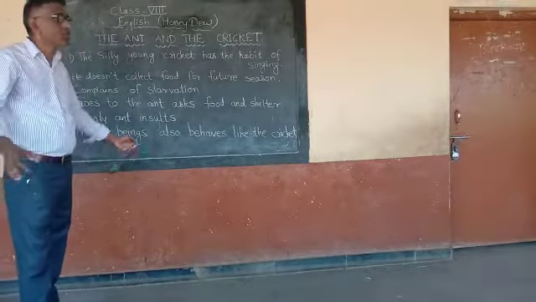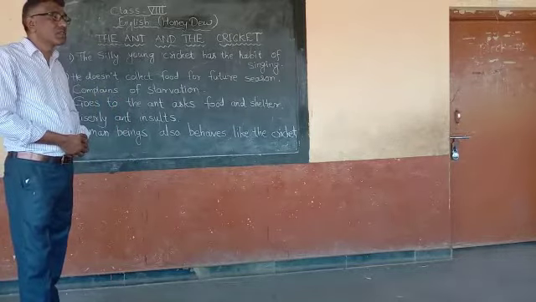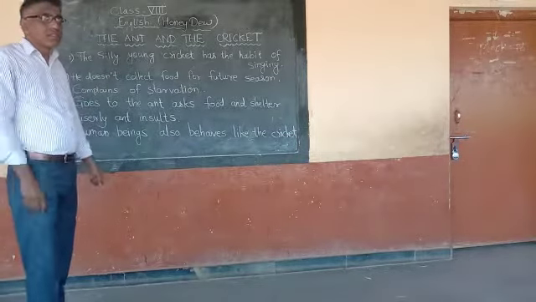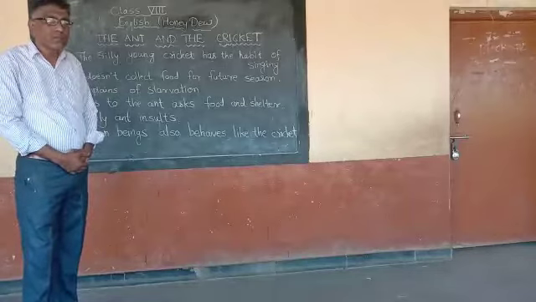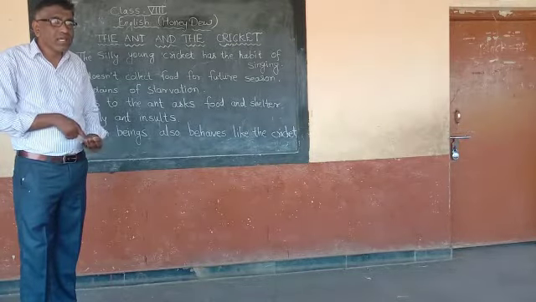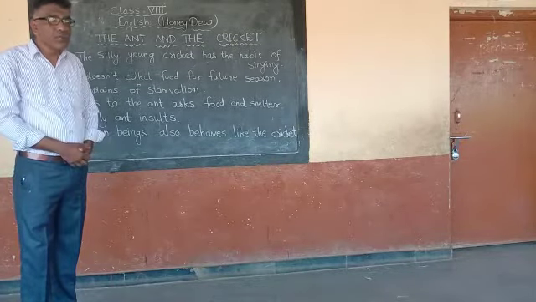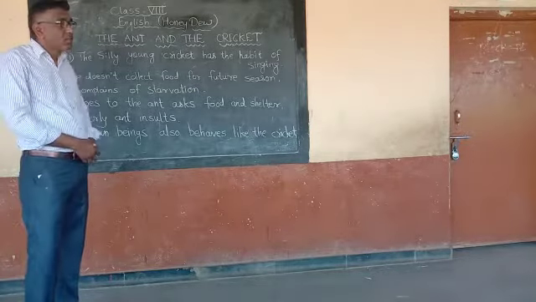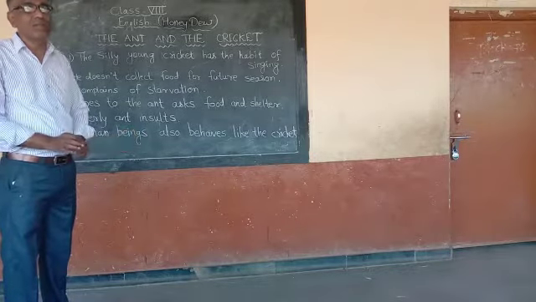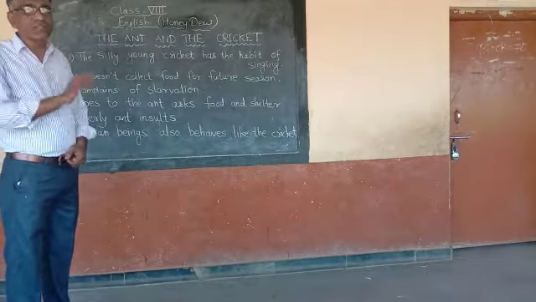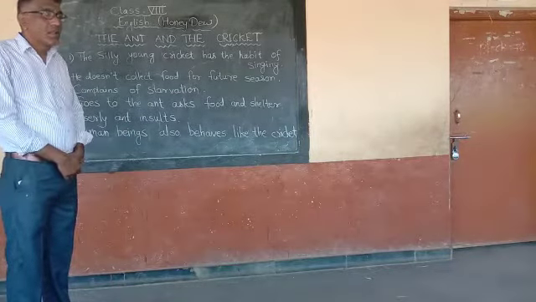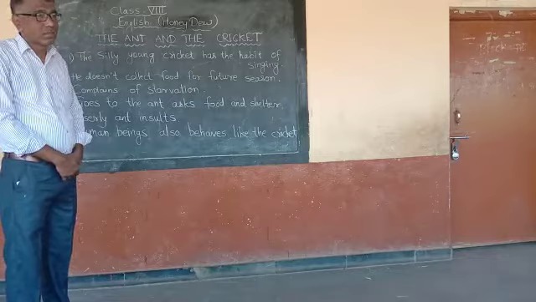And one day what happens? One day the season changes and winter starts. Because of the winter, the snowfall takes place and everywhere there is snow, on the leaves, on the plants, on the ground. When he tries to find out the food, he doesn't get any food. Not a single piece of food is seen by this cricket. Now it's a big question for him. There is no food.